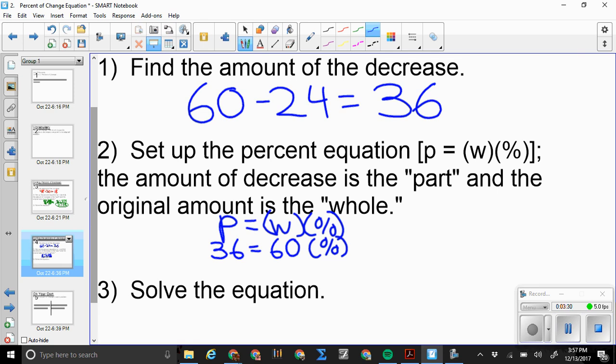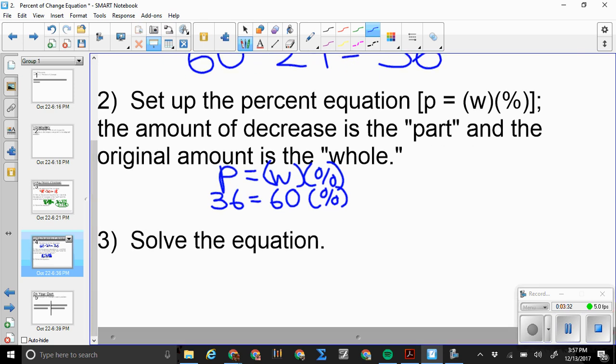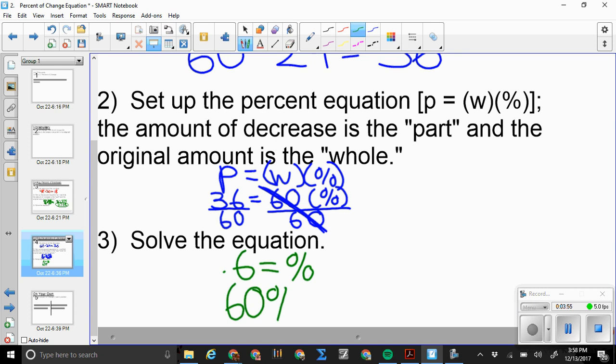Well, we're going to solve it now. To do that, we divide both sides by 60, trying to get the percentage by itself. It's a one-step equation. So we will divide that again. We will get a decimal, and we get 6/10, which is 60%. And that is the amount we decreased the amount by.